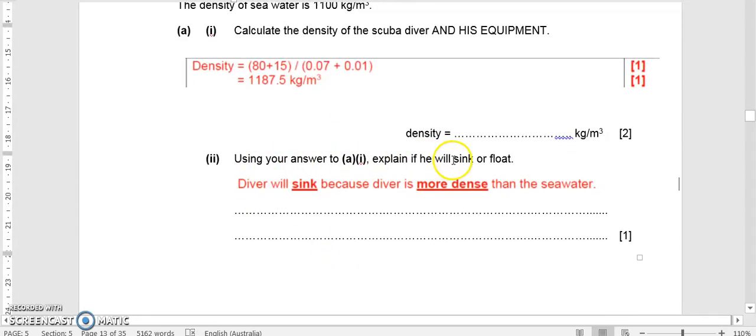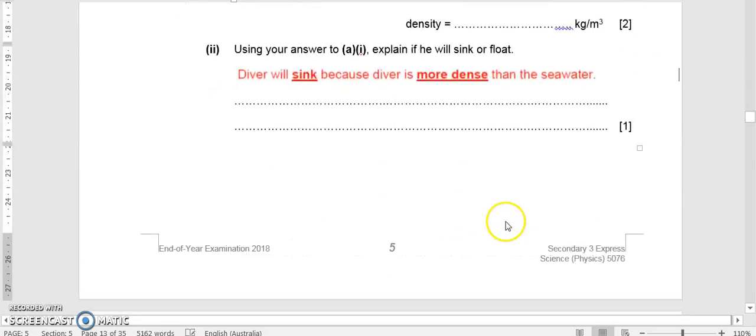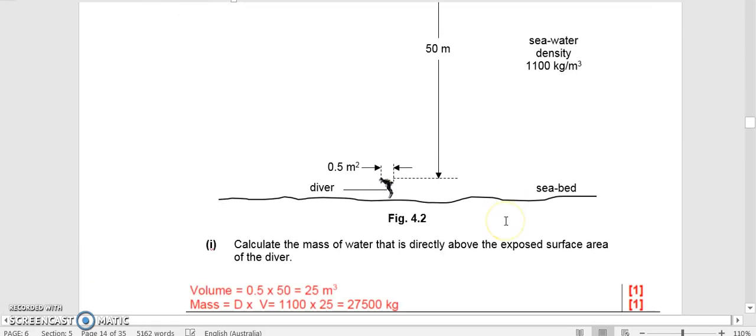Using your answer, will it sink or float? So seawater is 1001. So since this is more, the diver will sink. You gotta explain why. Some of you just said it will sink. Okay, you get 0, as good as not answering, right? So you gotta explain if you will sink or float. So you'll sink because it's more dense. Gotta say that. Okay, question 5.